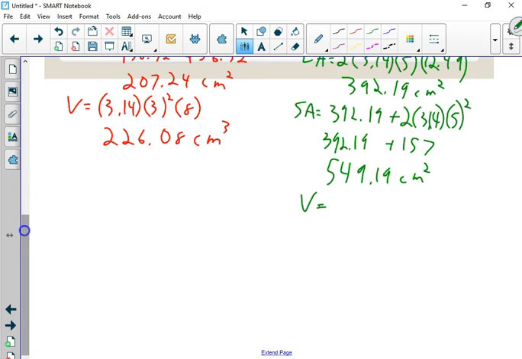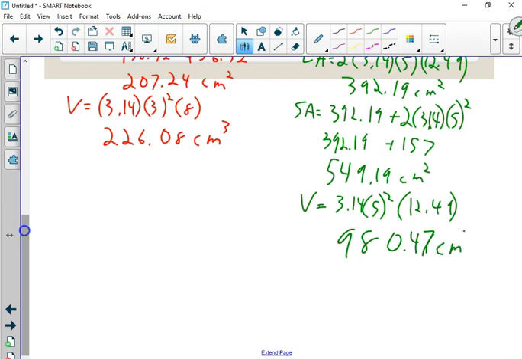And then volume is pi r squared h. So 3.14 times r, which is 5 again, squared, times h, which is 12.49. 5 squared is 25, times 3.14, times 12.49 is 980.465, which is 47 centimeters cubed.